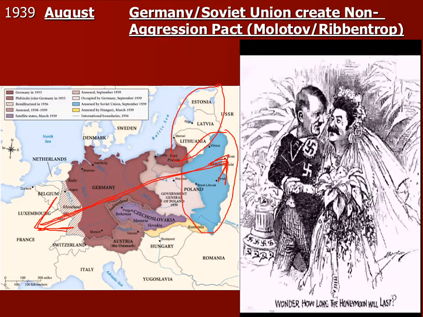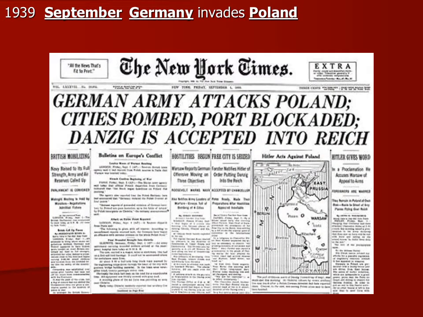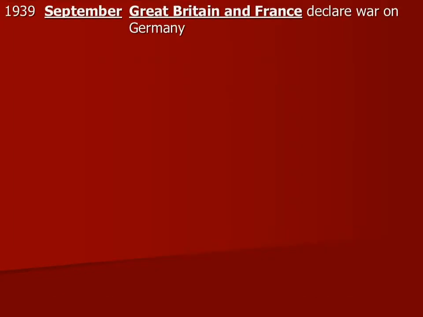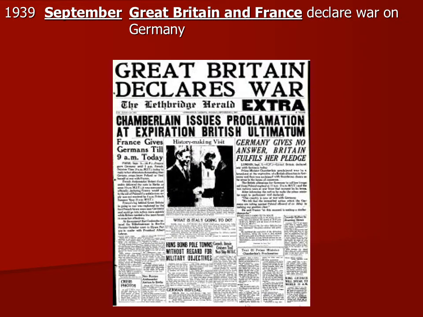But this right here, this particular pact, allows Adolf Hitler and Nazi Germany to start World War II, which we will see. September 1st, 1939, Germany invades Poland, leading to the beginning of World War II. And why do I say that? Because on September 3rd, Great Britain and France finally declare war on Germany.